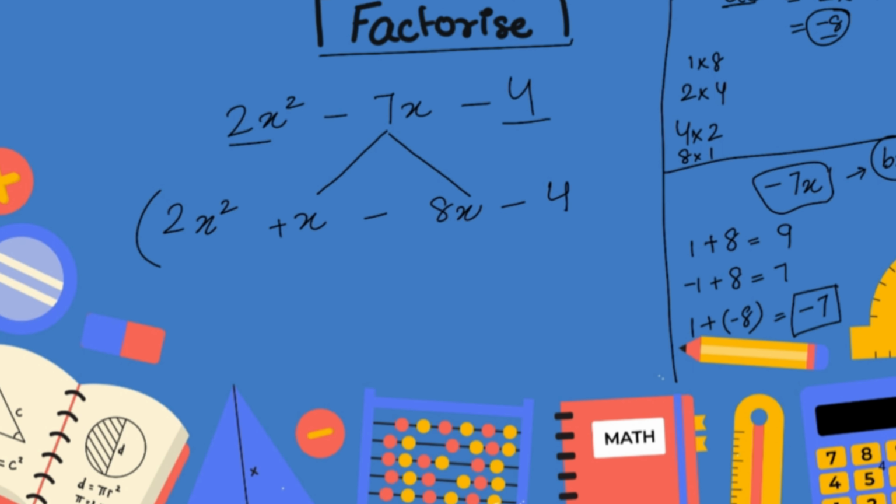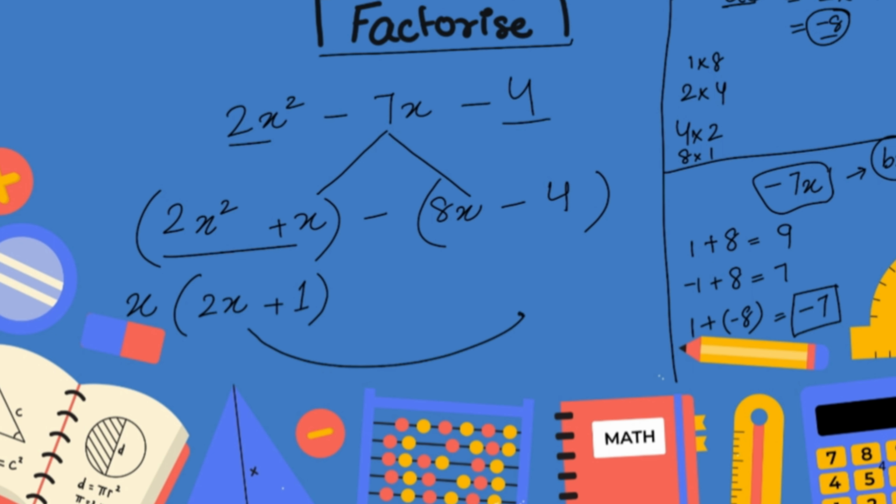Okay, now you have to make two brackets. From the first bracket, what you're getting common is x. What's left inside the bracket? 2x plus 1 is left inside. You write the same bracket over here, 2x plus 1. Now this negative sign will come over here. Whatever the sign is outside the bracket, the same sign comes outside.